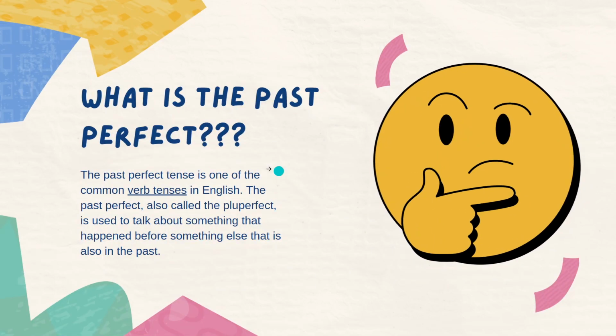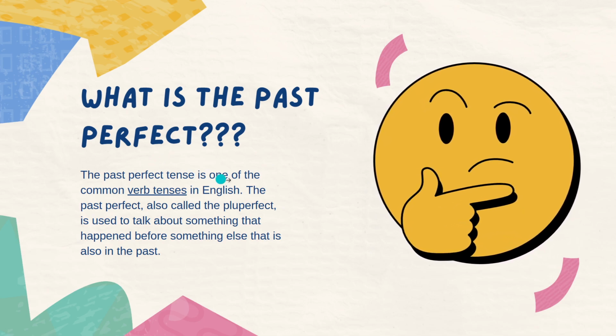So let's move on. What is past perfect? The past perfect tense is one of the common verb tenses in English. The past perfect is also called the pluperfect. It is used to talk about something that happened before something else that is also in the past.